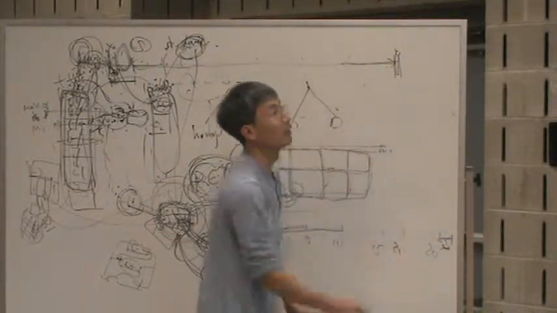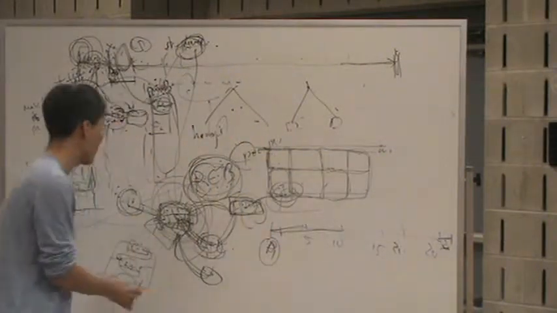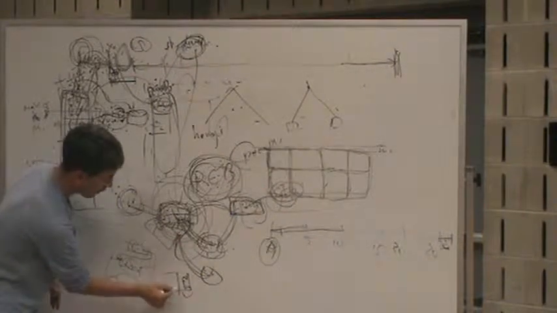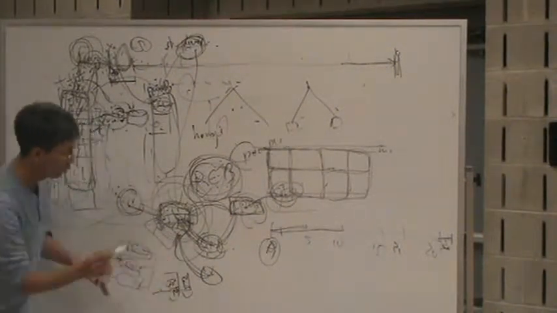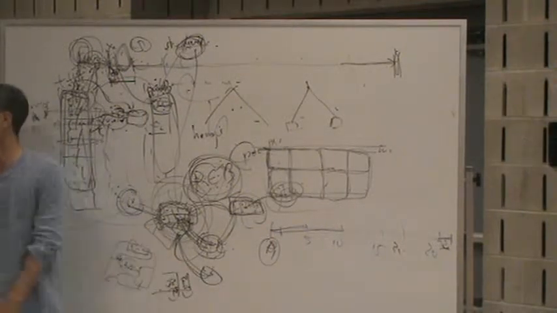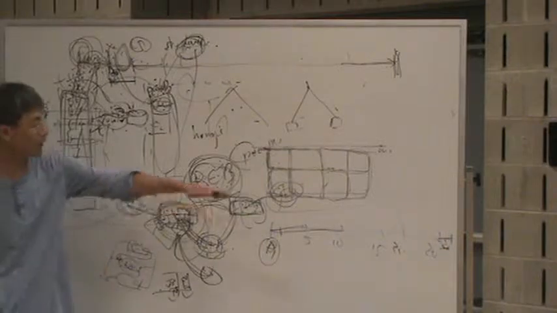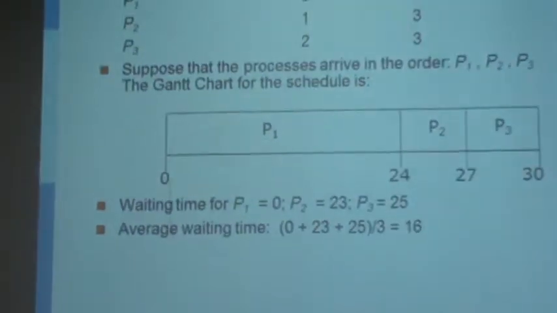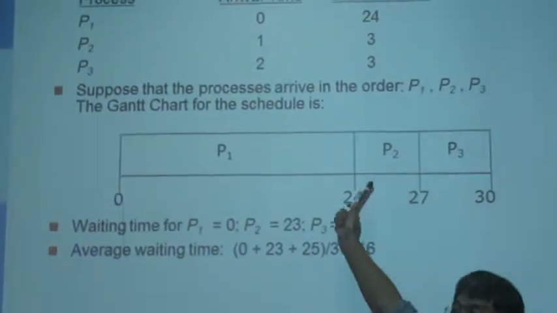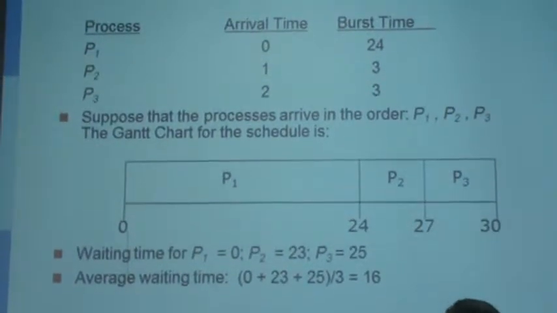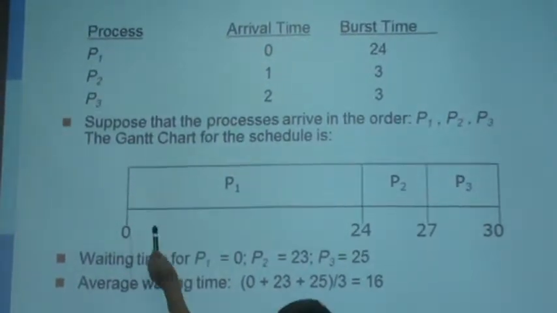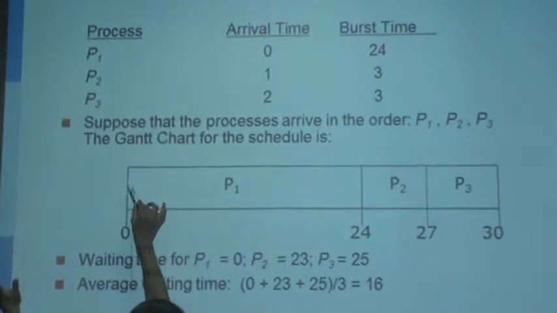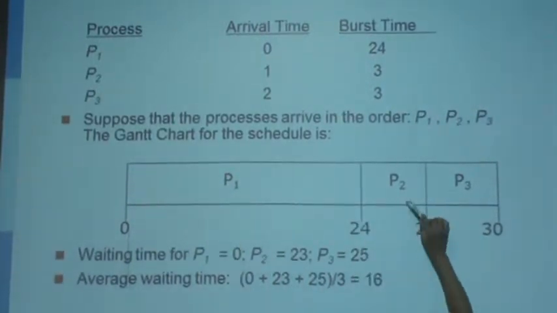Then in the ready queue, how many processes are there? 2. Process 2 arrived at time 1, and process 3 arrived at time 2. Which one is next? Process 2, because it arrived earlier. Then process 3. Then we'll take the CPU resource like this. This is called a Gantt chart, to visualize the CPU scheduling algorithm. This is the CPU time, and there's no meaning to the width. Just process 1 takes the CPU, then process 2, process 3.